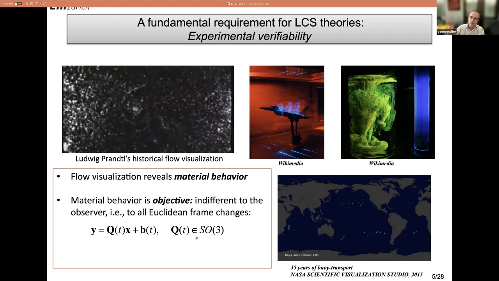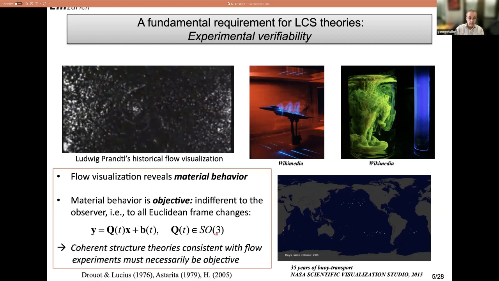Mind you, this is not some sort of esoteric expectation for symmetry, something that would be a nice kind of thing. No, it is a must, because the minute you have conclusions that are not indifferent to these changes, then you might be detecting something, but it's not about the material response of the flow, because that is indifferent to the observer. That's an axiom in continuum mechanics, right? So coherent structure theories consistent with flow experiments must necessarily be objective.